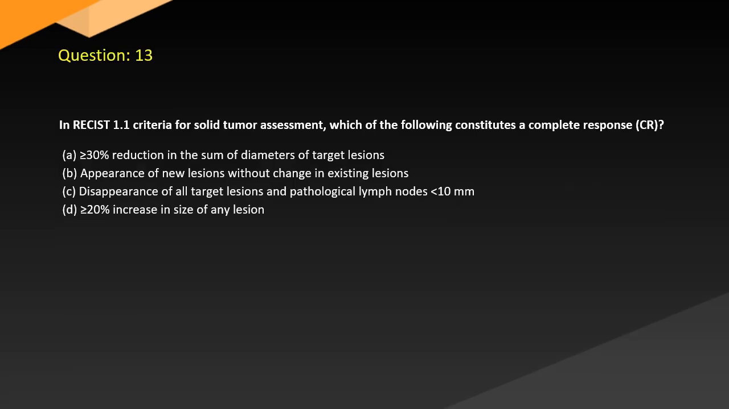Question 13. In RECIST 1.1 criteria for solid tumor assessment, which of the following constitutes a complete response? A. A 30% reduction in the sum of diameters of target lesions. B. Appearance of new lesions without change in existing lesions. C. Disappearance of all target lesions and pathological lymph nodes. D. A 20% increase in size of any lesion.